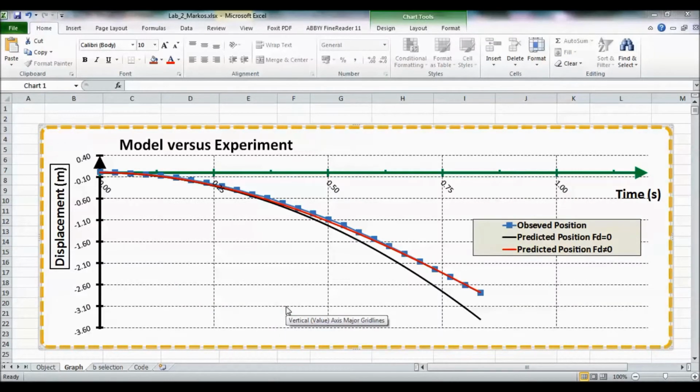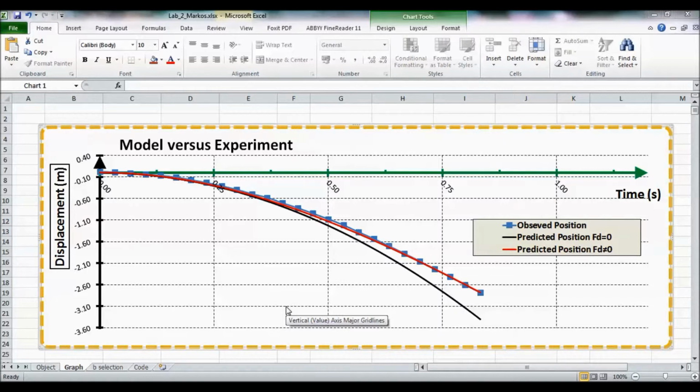I compared the predictions of the computational models to the observations by plotting both the observed and the predicted positions versus time on the same graph. As you can see, the model, which includes only the effect of gravity, predicts with reduced accuracy the falling motion of the crumpled paper. As the speed of the paper increases, the model's predictions deteriorate.